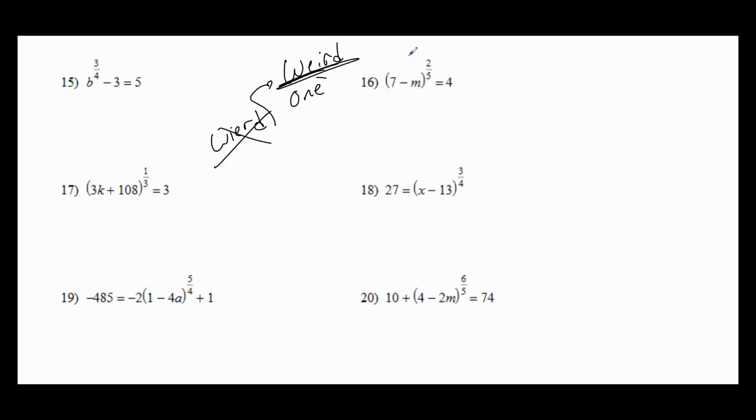Okay, so here's what happens. Again, I can't do anything with this side because all of that is ingrained in the parentheses, because the 2/5 is raised to all of that. So what happens is I'm going to raise it to the 5/2, both sides. So that's the same first step. Here's where it changes. On the left-hand side, it stays the same as 7 minus m. But on the right-hand side, if you plug this in your calculator, 4 caret, open parentheses, 5 divided by 2, close, you'll get 32. And this is where it's different.